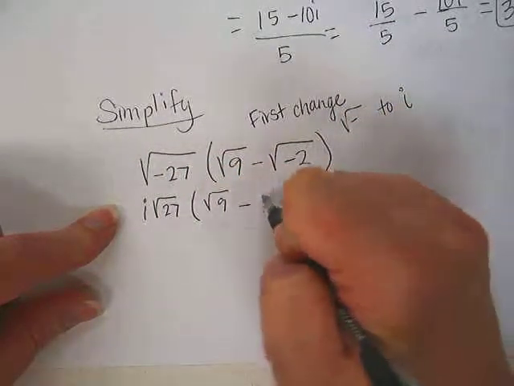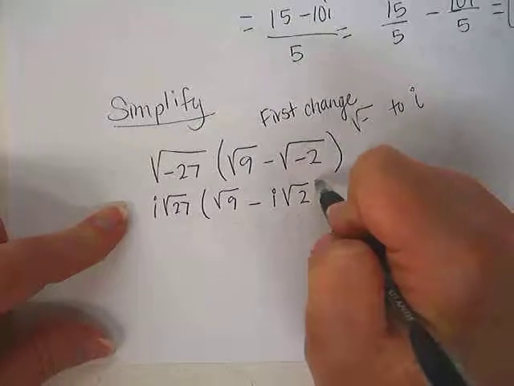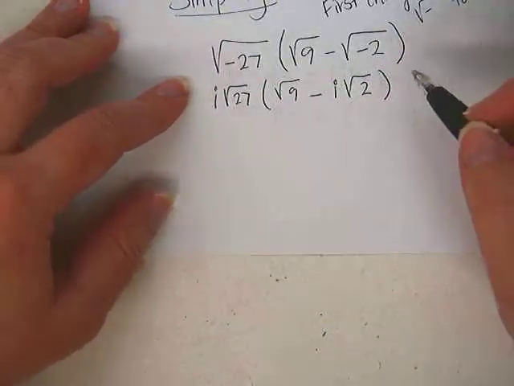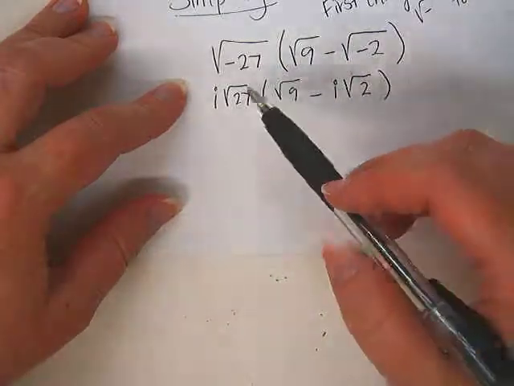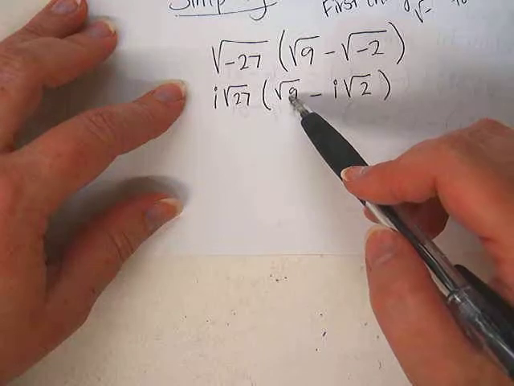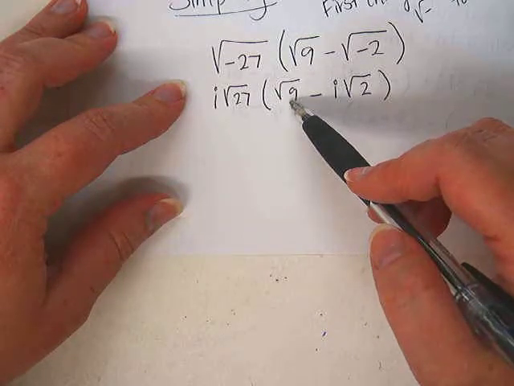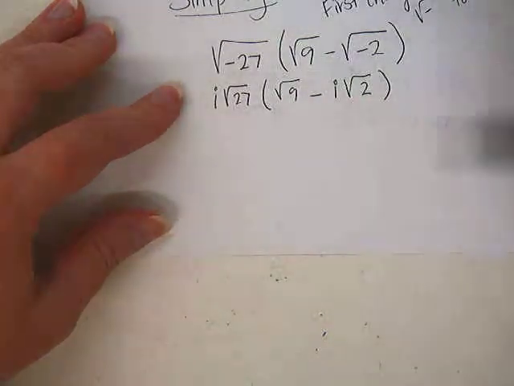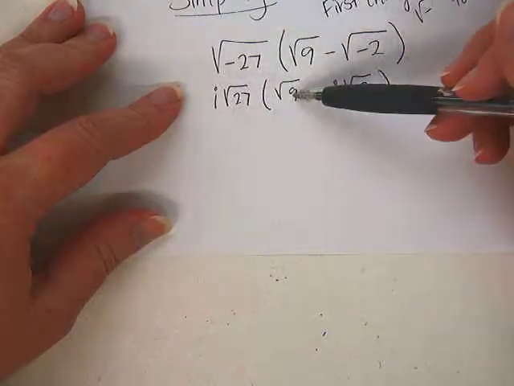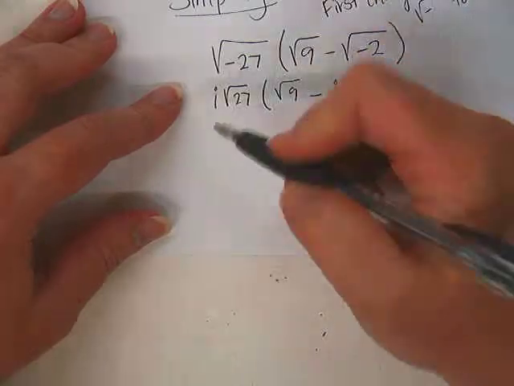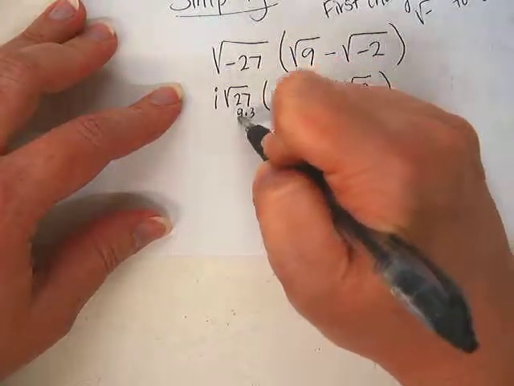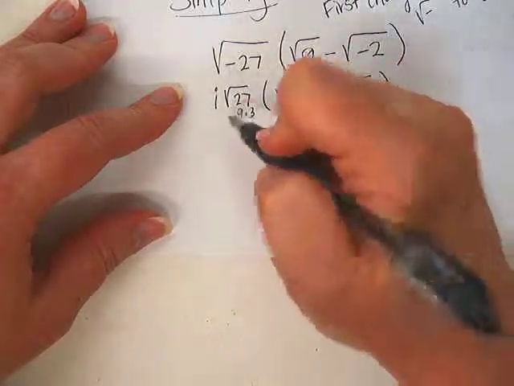So before we do anything else, we have to go through and change these two i's. So this negative becomes an i, and that is outside of the square root. So we have i square root 27 times square root of 9 minus i square root 2. Another thing you might want to do right now is to go ahead and simplify these square roots if you can. Like 27 simplifies into 3 square root 3, and the square root of 9, of course, is just 3.